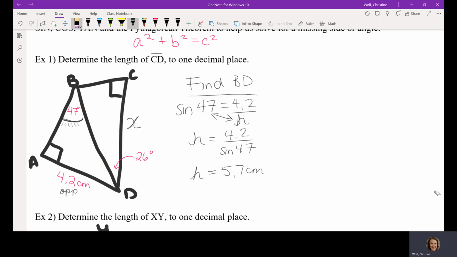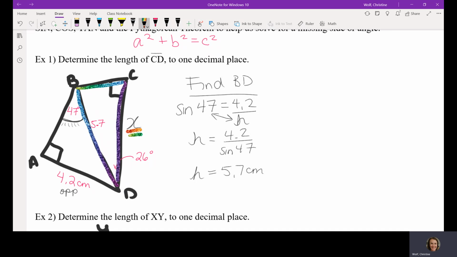So I just found out that my hypotenuse is 5.7. So I write it in so I don't forget about it. So now we can return to the other triangle. We're going to return to this triangle here because my ultimate goal is to find X.